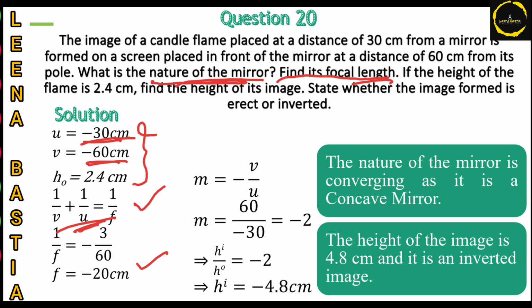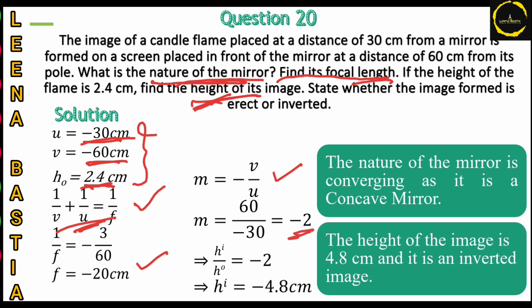Now the second part, we have to find out the height of the image. For that we have to use another formula. If we had the value of magnification, ho or hi, any two out of these three, then we could go for that formula directly. But we only have the ho value, and we don't have magnification, because we have to calculate the height of the image. So we go for the other formula, m equals minus v by u. Just substitute the values, and you will get magnification minus 2.